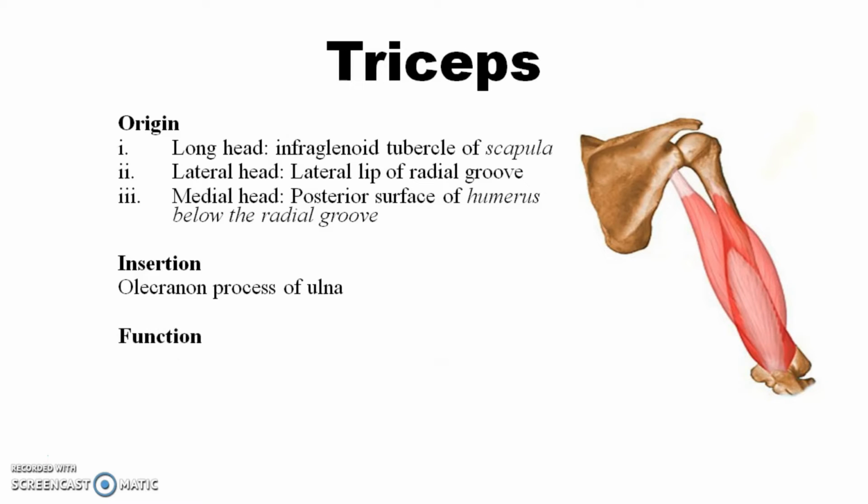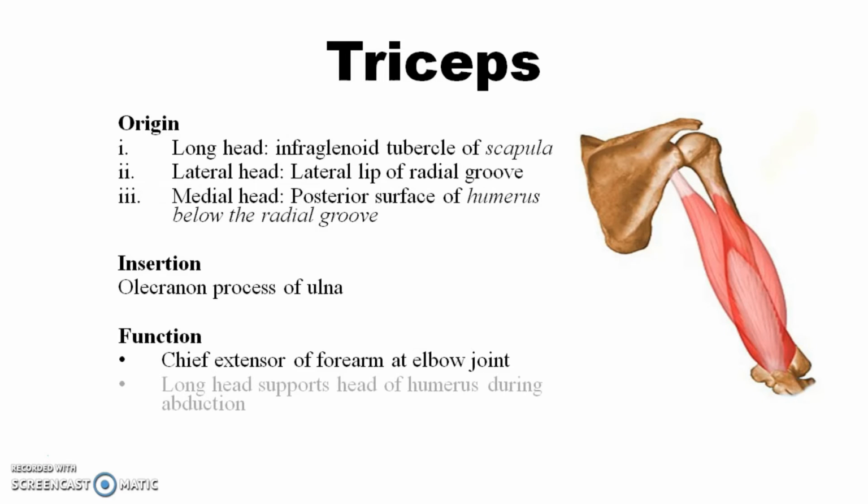Talking about its function, that is action, it is the chief extensor of the forearm at the elbow joint. It extends the elbow joint by straightening the forearm, and the long head supports the head of the humerus during abduction. So while abduction is taking place, the long head of triceps gives support to the head of the humerus.